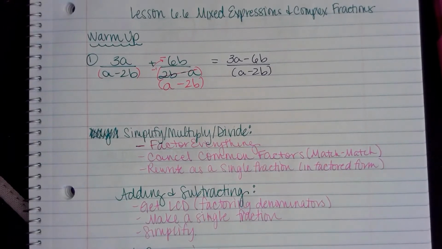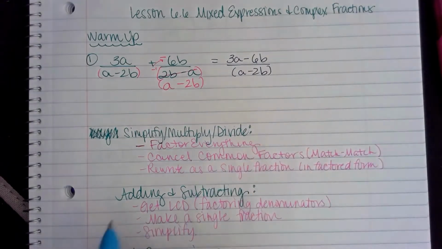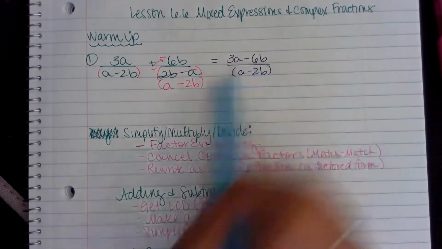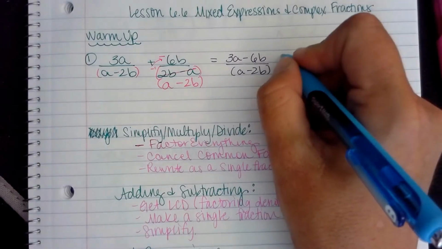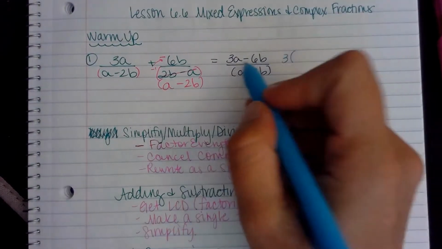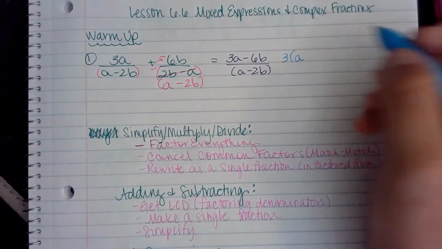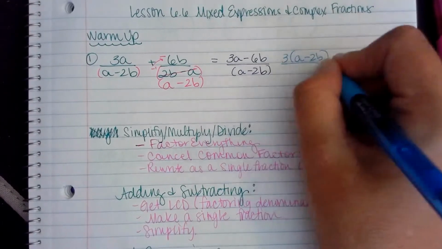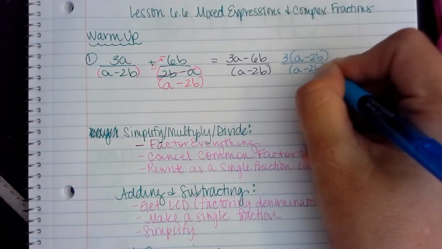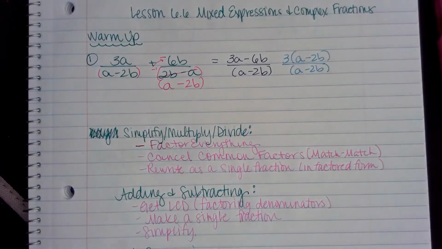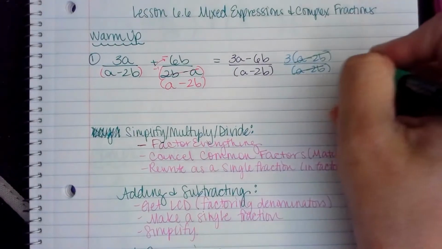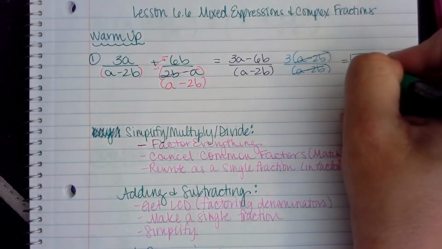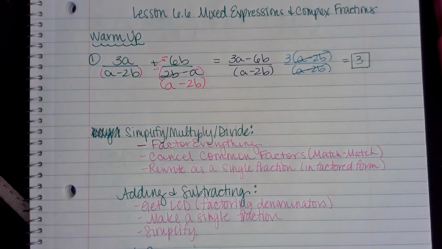Okay, are we done? Hopefully you said no, because what we have going on up top is that they have something in common. I can take out a 3 from up top. So 3a divided by a is a. -6b divided by 3 is -2b, all divided by a minus 2b. And then those will cancel, and I'm just left with a 3. And that should be our final answer, ladies and gentlemen.